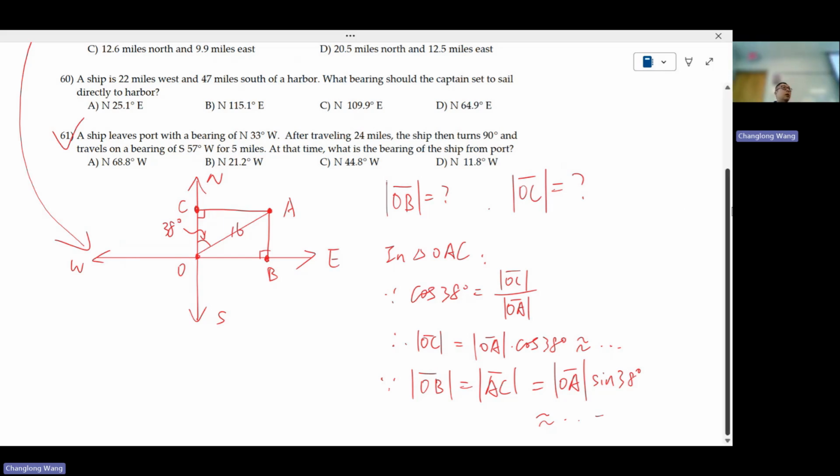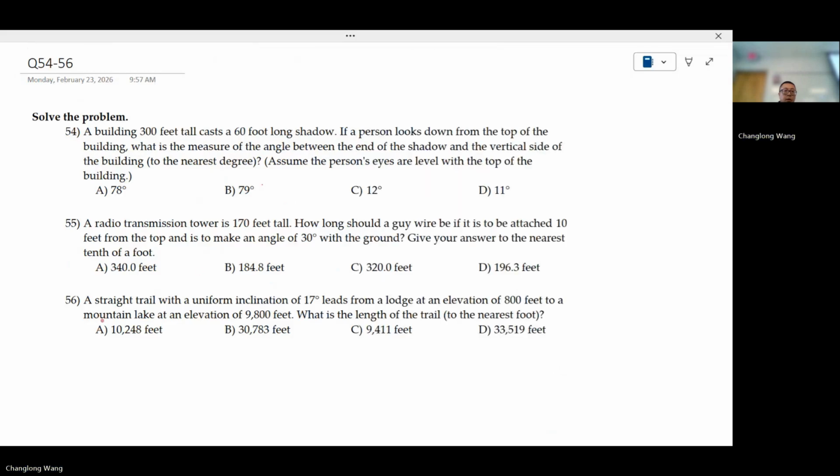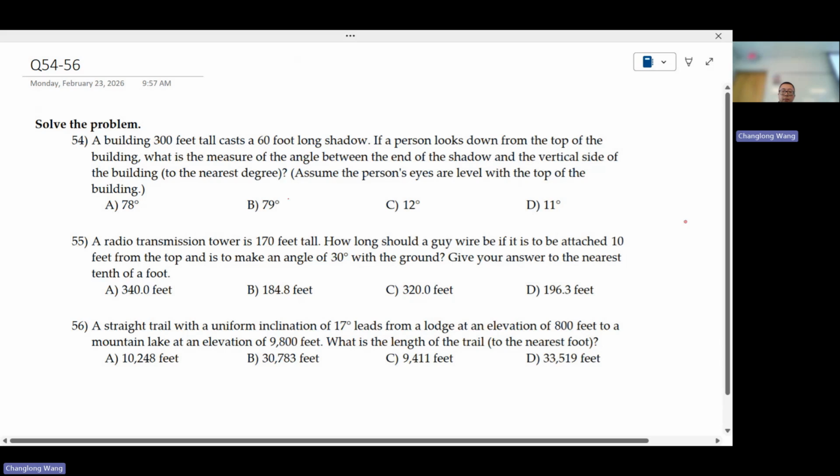All right, let's move on. Now, if you were to ask me for the OneNote, I'll send you the PDF. Also, you can watch the recording. Now, for these three problems, I think that you probably remember from maybe 5.3, 5.4 when we did the test review. There are some problems just like that.